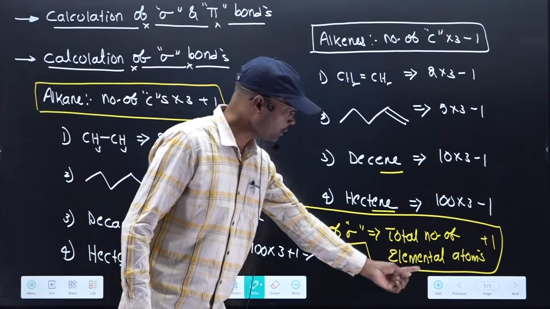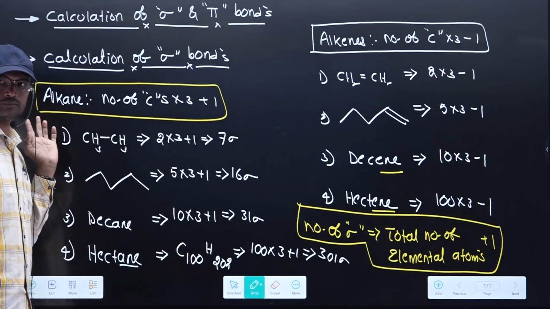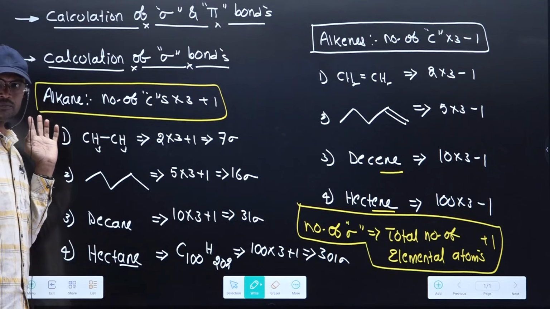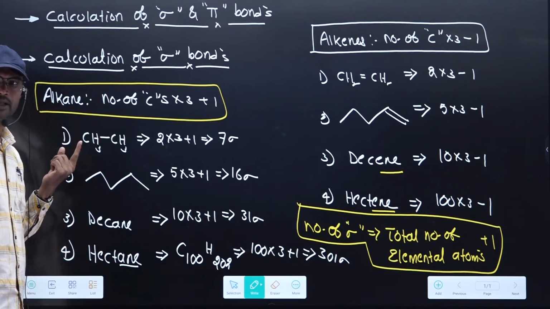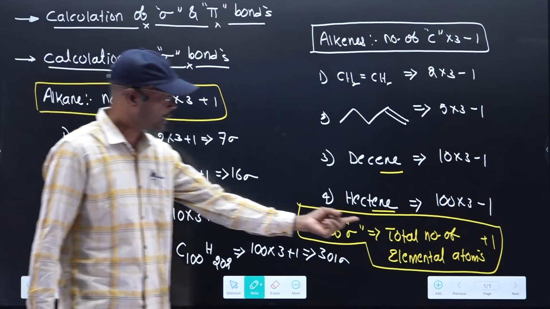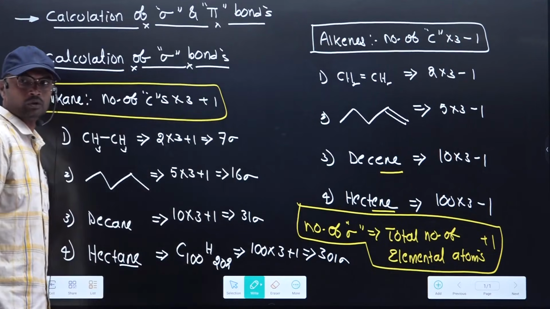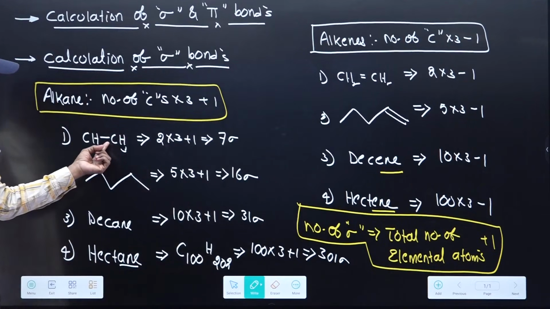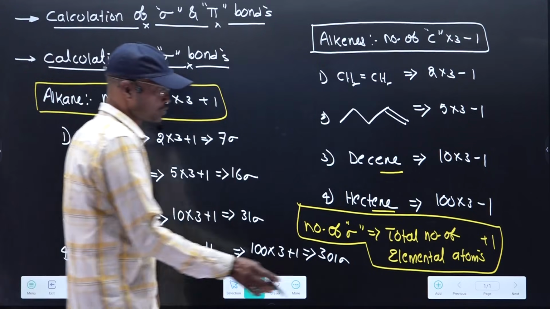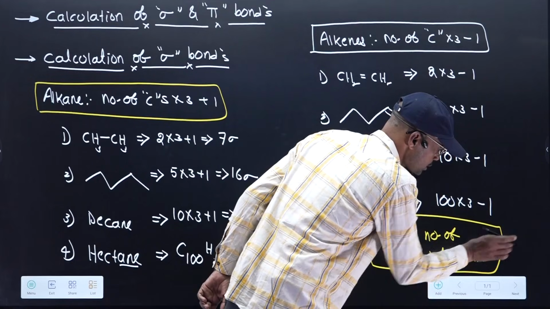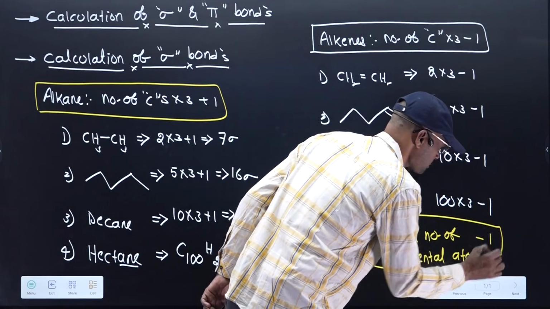Total number of elemental atoms. In this, how many atoms are present in total? 2 carbons, 6 hydrogens. Total how many? 8, or not? Total number of elemental atoms is 8. Okay, so 8 plus 1, 9. See, here if I write minus 1, is it matching or not? Total number of elemental atoms minus 1.